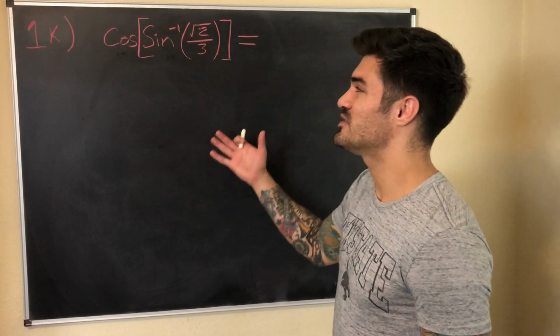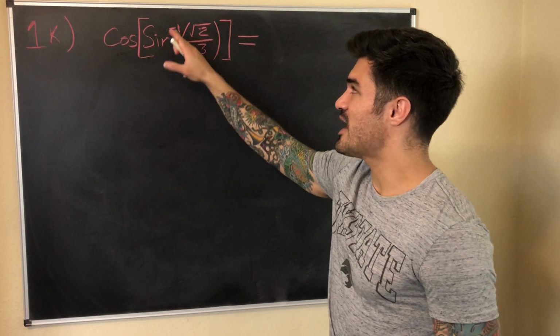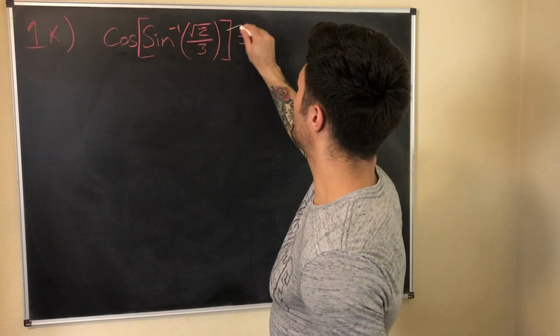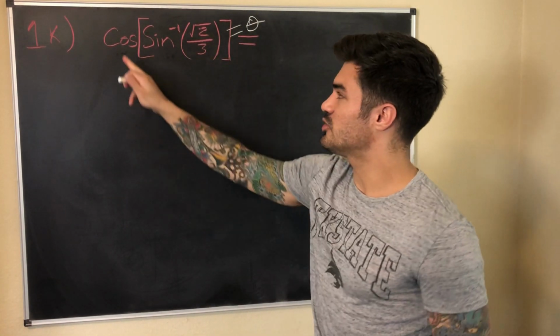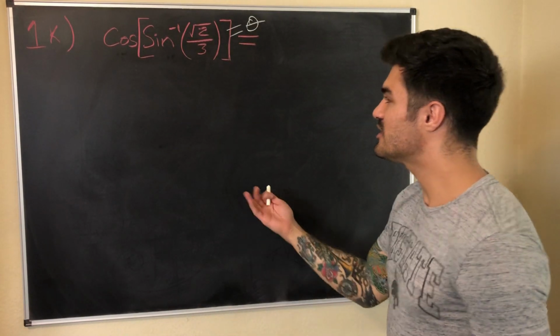We're finding the exact value of this expression. Our inner function is an inverse function. So that means the sine inverse of root 2 over 3 is going to give us some angle. And then we're going to take the cosine of that angle to get our final exact value. So let's continue from here.